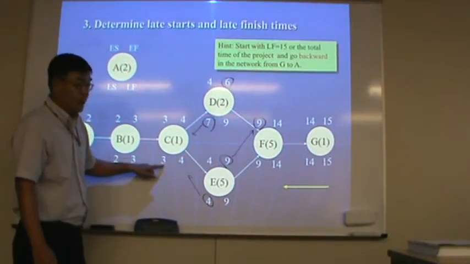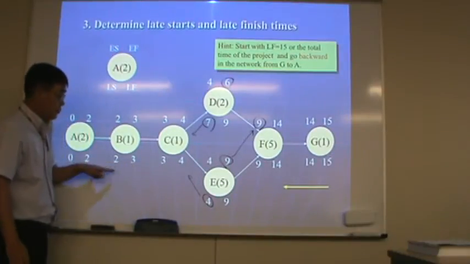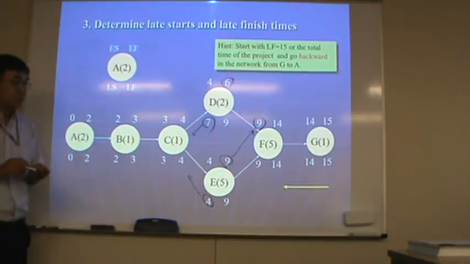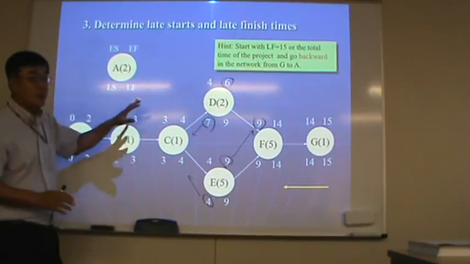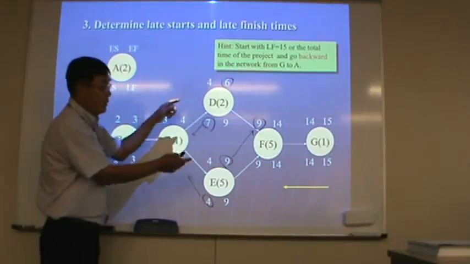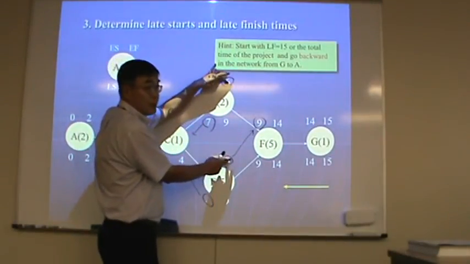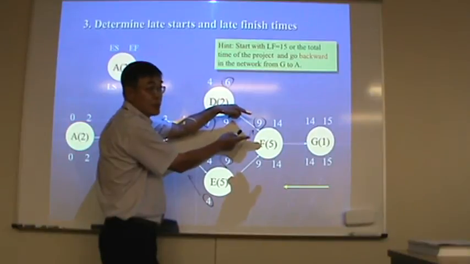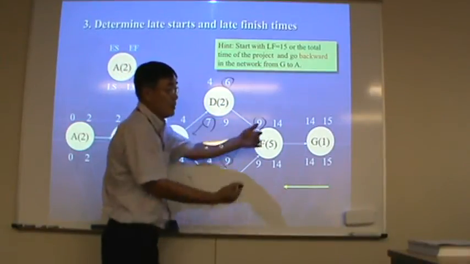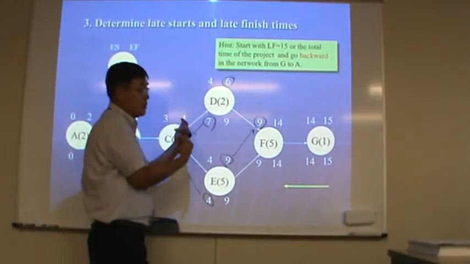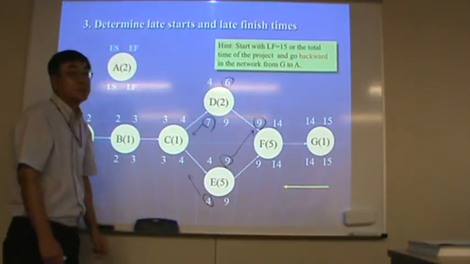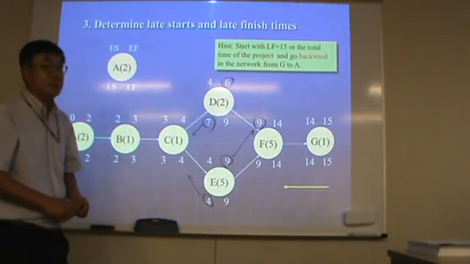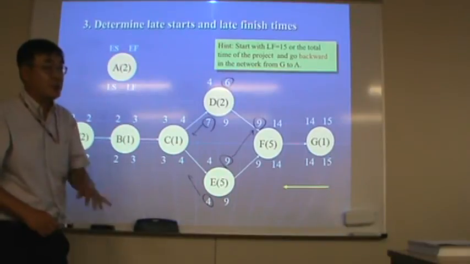Then 4, 3, 3, 2, 2, 0. So either way, to find early start, early finish time, go this way. If you have two numbers, go this way, early start time, later one. If you come this way, backward, if you have two numbers, earlier one. I will tell what the early start, early finish time is.